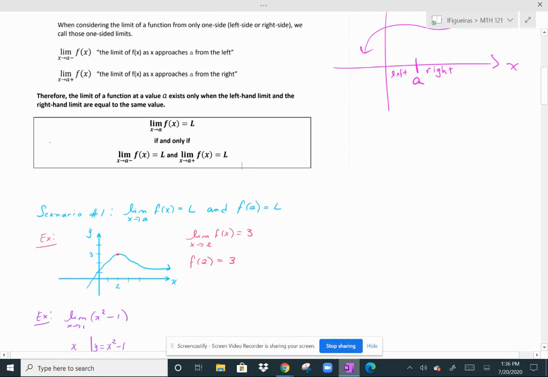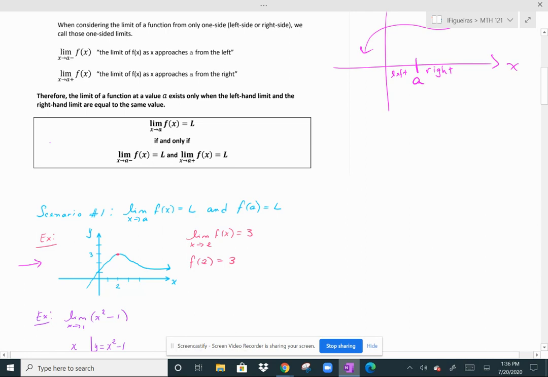Okay, so here are some examples of the scenarios above. The first scenario was the limit as x approaches a of f of x equals L, and f of a also equals L. So here's a graphical example.